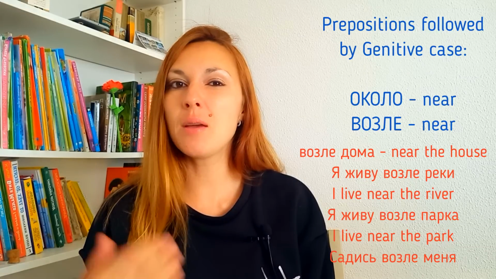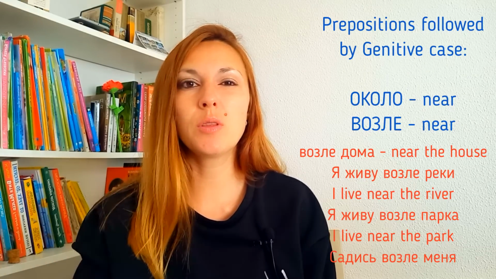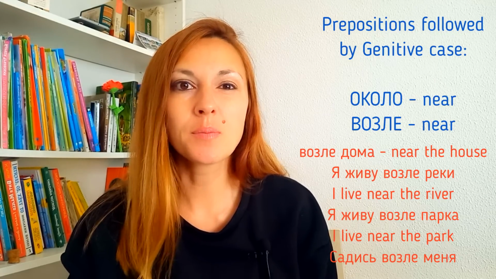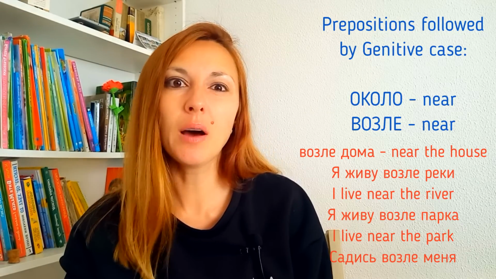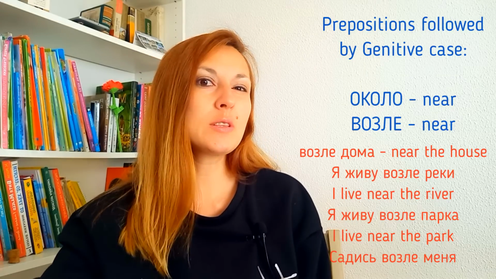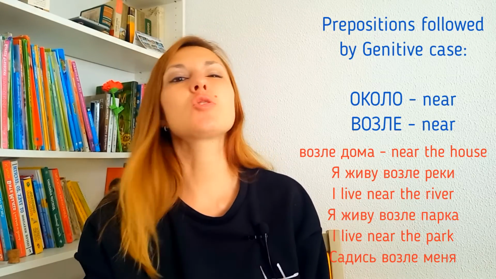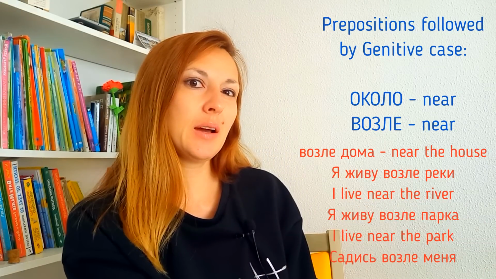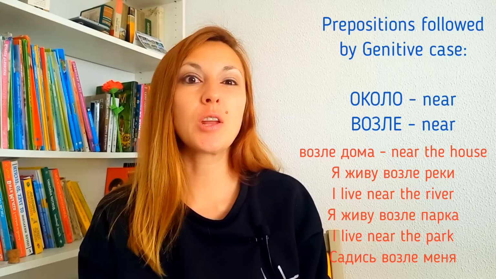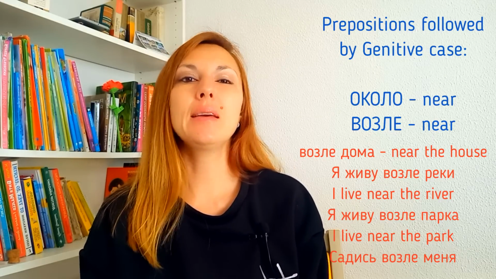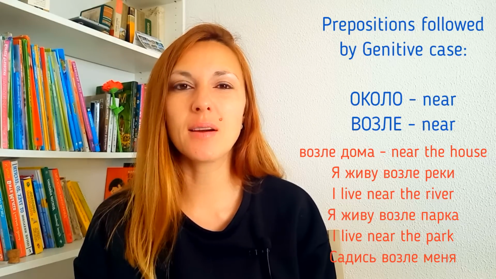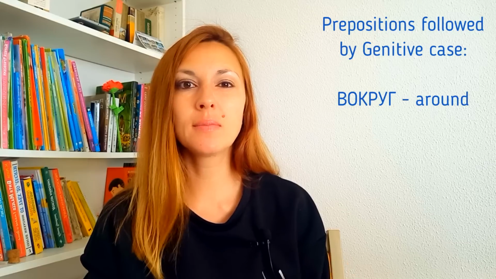So the same examples, but with the preposition возле. Например, возле дома. Возле дома есть парк. Я живу возле реки. Я живу возле парка. Садись возле меня. You can hear that O is stressed here, and we pronounce O. Возле. Возле меня. Возле тебя.